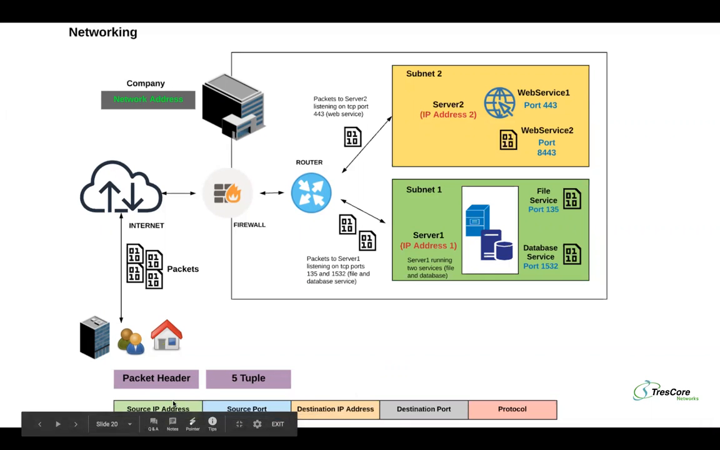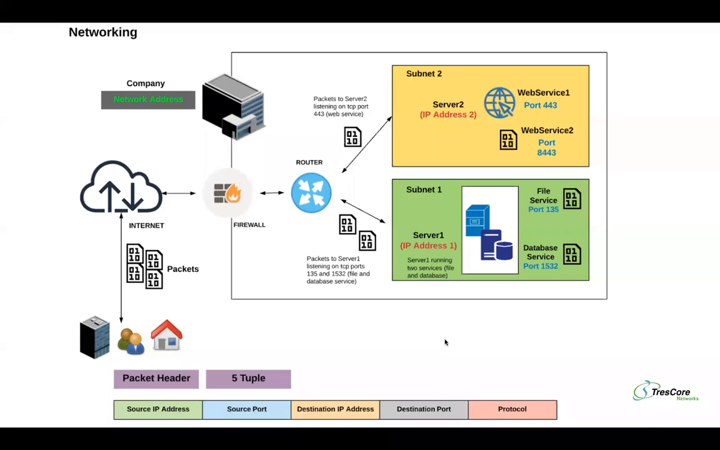So it needs the source IP address. We'll see what an IP address is shortly, if people don't know. There's something called source port, destination IP address, destination port, and protocol. So these are the basic five pieces of information needed to successfully deliver a packet from outside to inside, or from inside to an outside service.